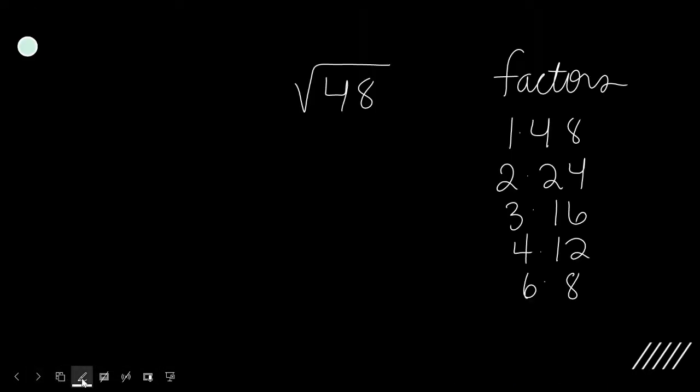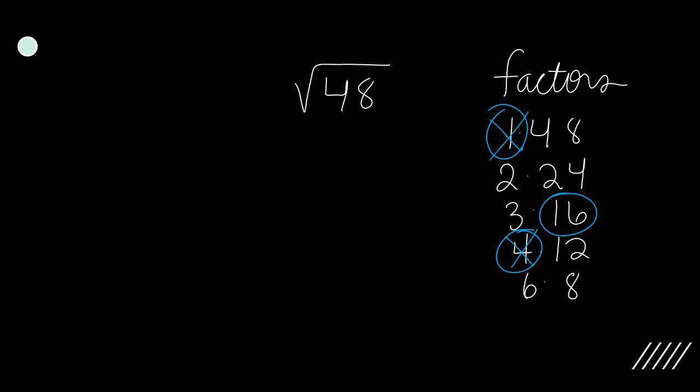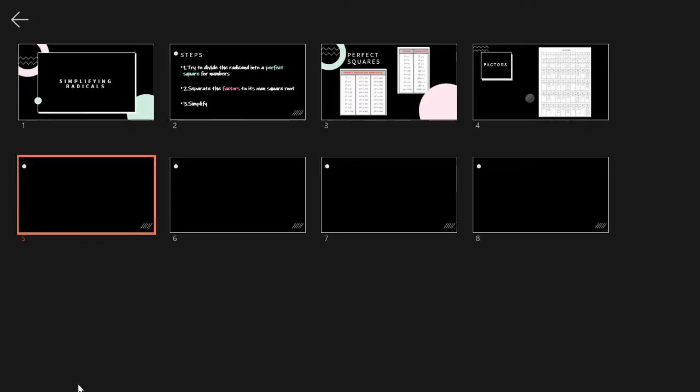So for this problem, for 48, the factors that are perfect: 1 is perfect, 16 is perfect, and 4 is perfect. So we have a couple different options. When you are breaking it down into factors, you always want to go with the largest perfect square possible. So out of the 3 that are circled, 16 is the largest, so that's the one that I'm going to use. So I'm going to break this down to the square root of 16 times the square root of 3.